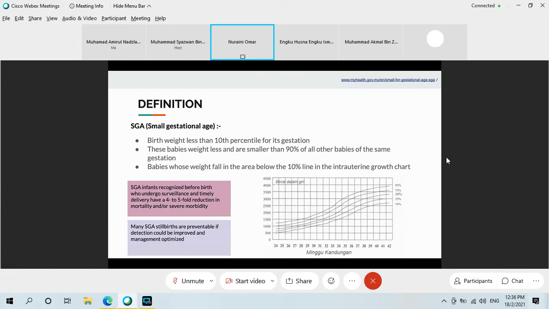Possible if detection could be improved and management optimized. So basically, to explain it more simply, normal babies usually weigh about 2.5 to 3.5 kilograms, but an SGA baby is much smaller than normal babies who have that weight. So basically, SGA babies will have a weight of less than 2.5 kilograms. Okay, next.